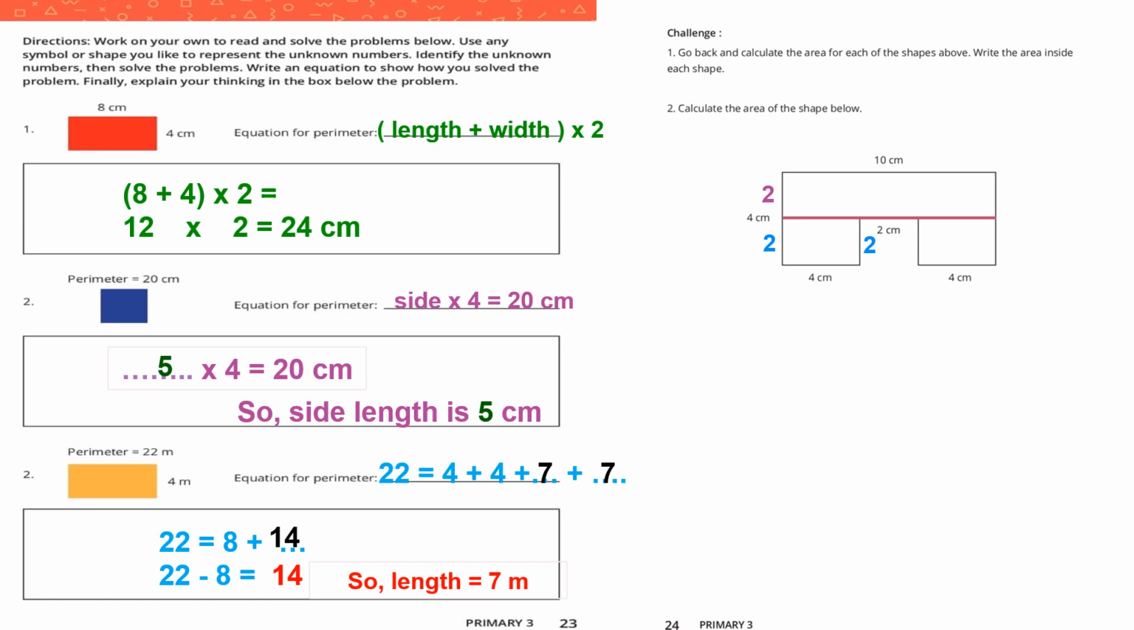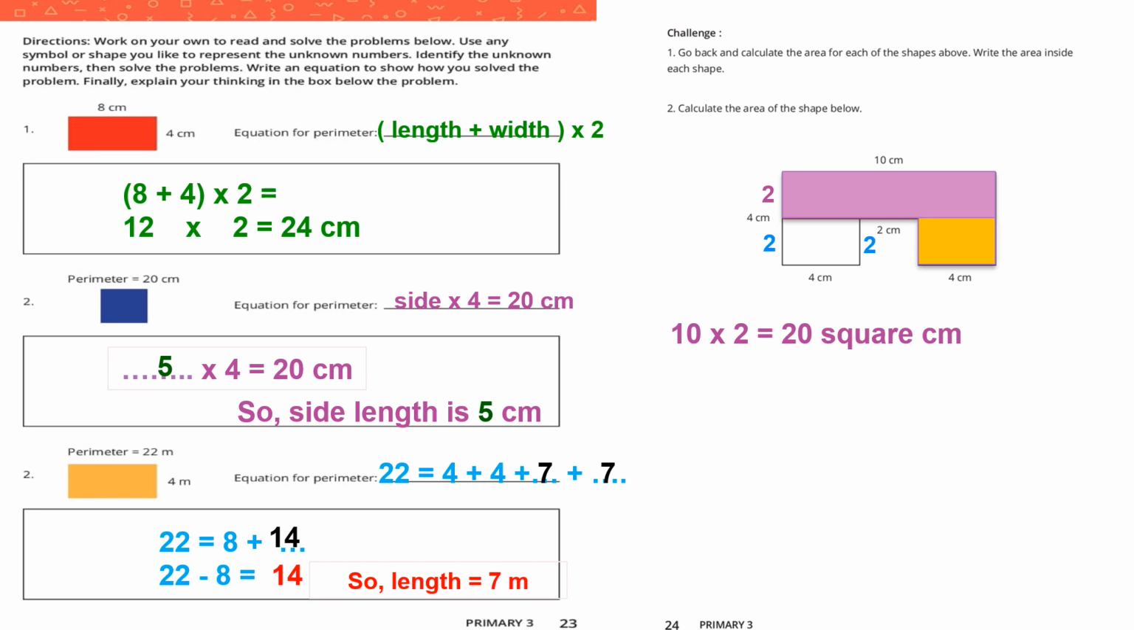Okay, let's try to solve. This is the first rectangle. I want to find the area of it. The length is 10 and the width is 2. So 10 times 2 equals 20 square centimeters. Don't forget, the unit of any area is squared. So I will write square centimeters. 2 times 10 square centimeters.